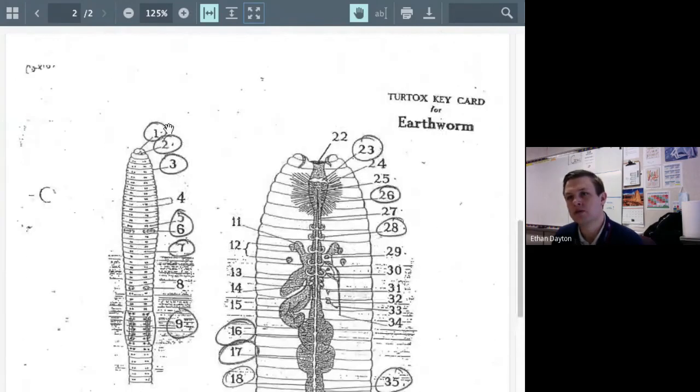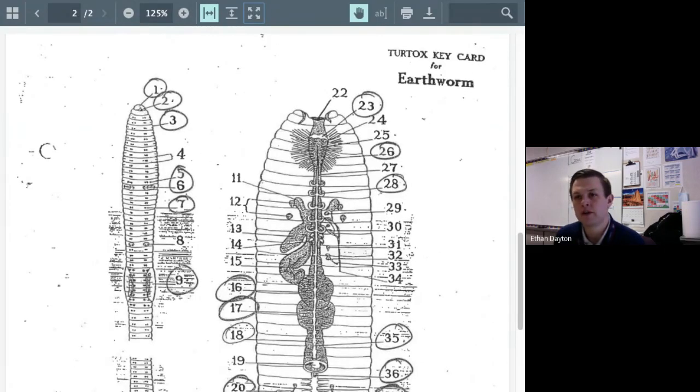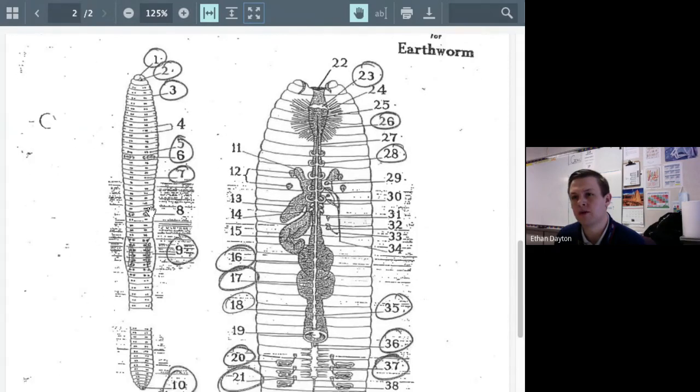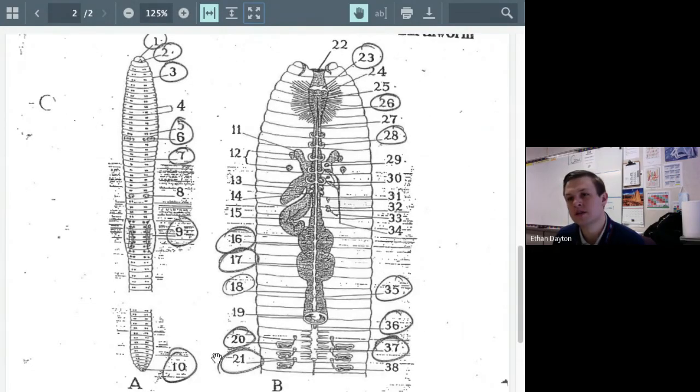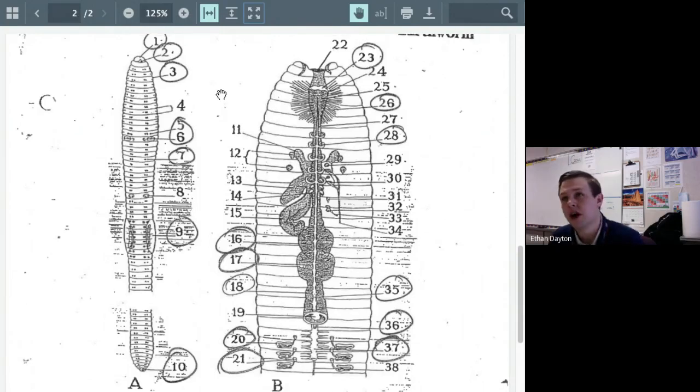So we'll start with the external right now. We'll start with the external, meaning the outer. That's looking at the worm, not on the inside, but the outside of the worm. And you're going to need to know 1, 2, 3, 5, and 6 are kind of the same thing. So 1, 2, 3, 4, 5, 6, 7-ish, maybe 8 different things for the outside of the worm.